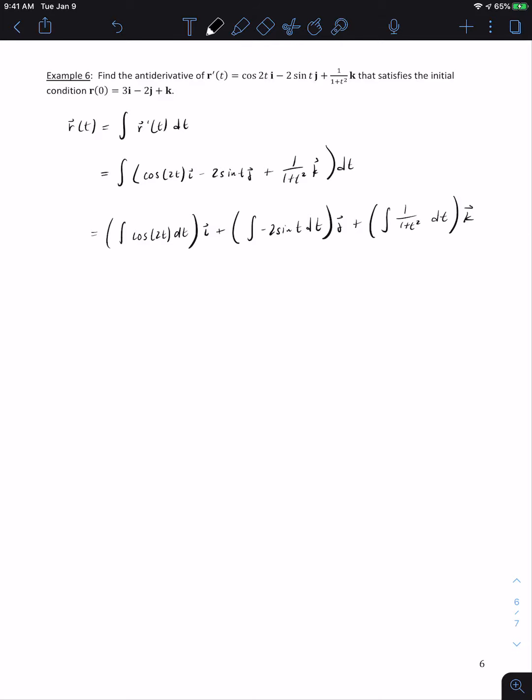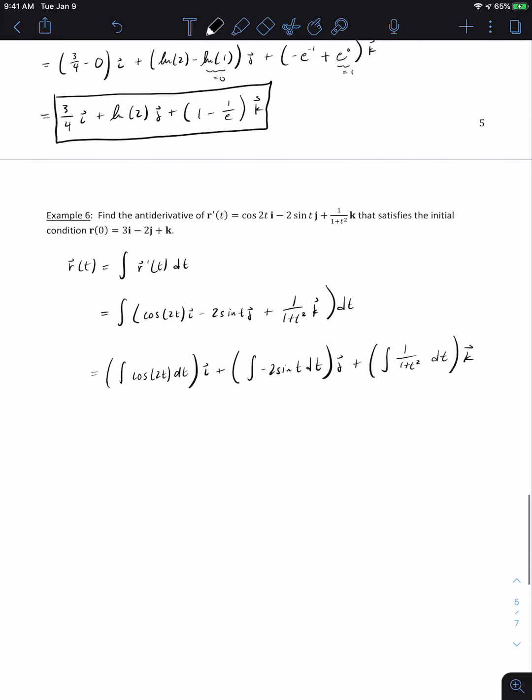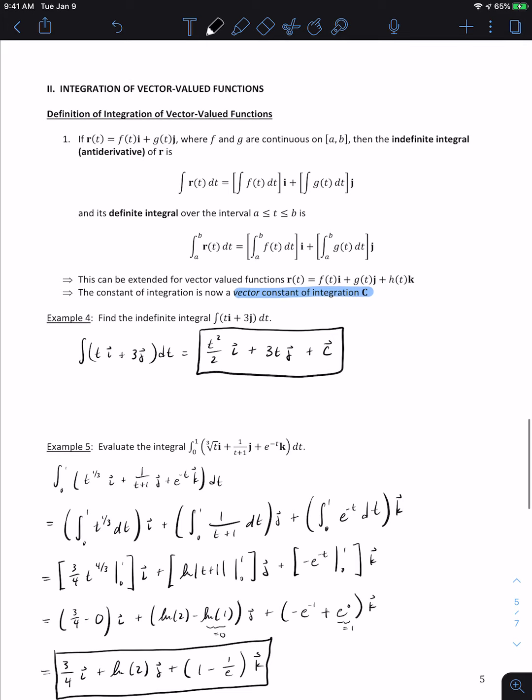And I guess maybe I should say the reason why we end up getting a constant vector is because of this property, right? If I look back at this formula for taking the antiderivative, when I take the antiderivative of f of t, I would get big F of t plus some constant times i.